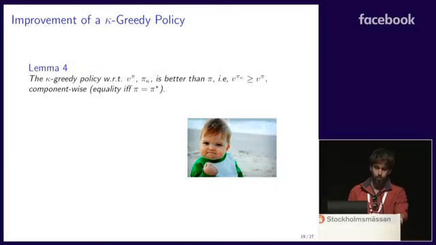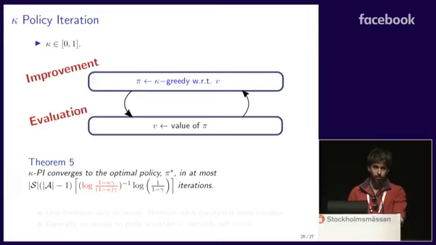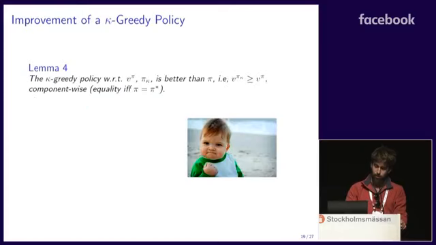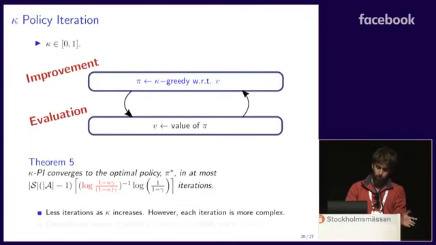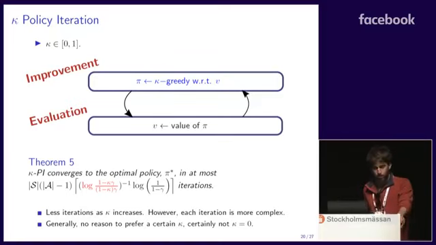Yet again, we have the important improvement property, meaning the kappa-greedy policy is better than pi, which leads us also to define the policy iteration procedure in which we replace the one-step greedy action with respect to v by a kappa-greedy action with respect to v. And we also have a similar-in-flavor theorem, which shows that this algorithm converges after a finite number of iterations, which decays as kappa increases. And yet again, as kappa increases, each iteration is going to be more costly. And again, there is no actual reason to prefer a certain kappa over the other, much like we had for the h policy iteration case.